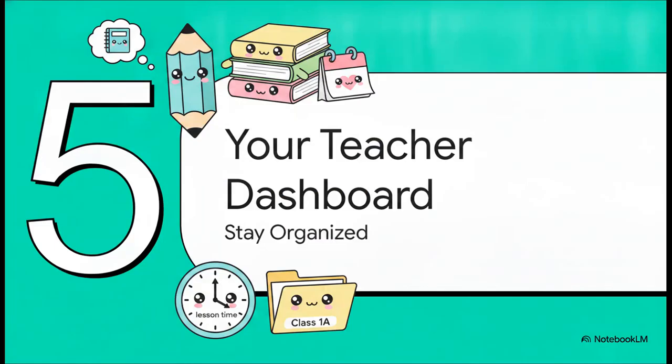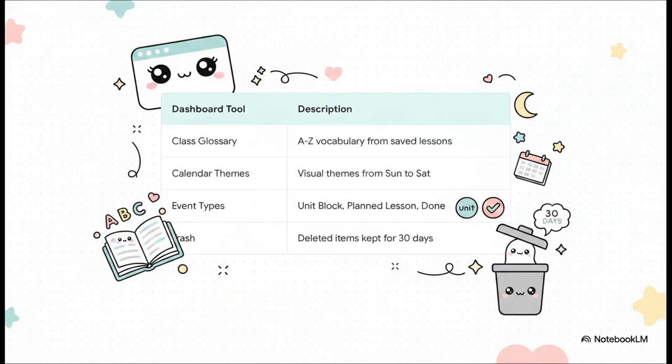And finally, Section 5, your teacher dashboard. Stay organized. Okay, so once the lesson is planned, how on earth do you keep it all organized? Well, think of your dashboard as your organizational superpower. It automatically compiles a class glossary, which is this amazing A to Z list of every single vocabulary word from your saved lessons, complete with kid-friendly meanings sized perfectly for your grade level. You can even customize the look with beautiful visual calendar themes from Sunday to Saturday.